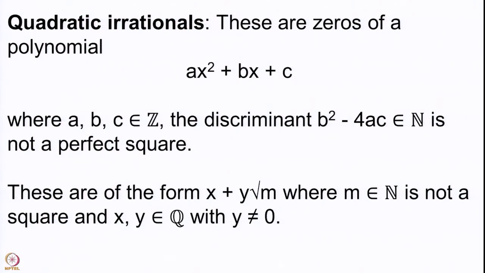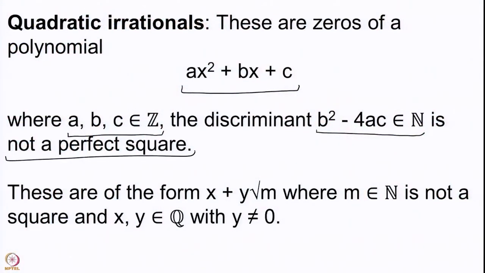What are quadratic irrationals? Quadratic irrationals are these numbers which are solutions to ax square plus bx plus c equal to 0, or which are also called the zeros of this degree 2 polynomial. Here a, b, c are allowed to be any integers, but there is a small condition that b square minus 4ac has to be a natural number. This is because we want all these roots, the zeros, to be real numbers. And further, we also demand that this b square minus 4ac be not a square, because we are looking at the numbers which are irrational, the numbers which are not rational numbers.